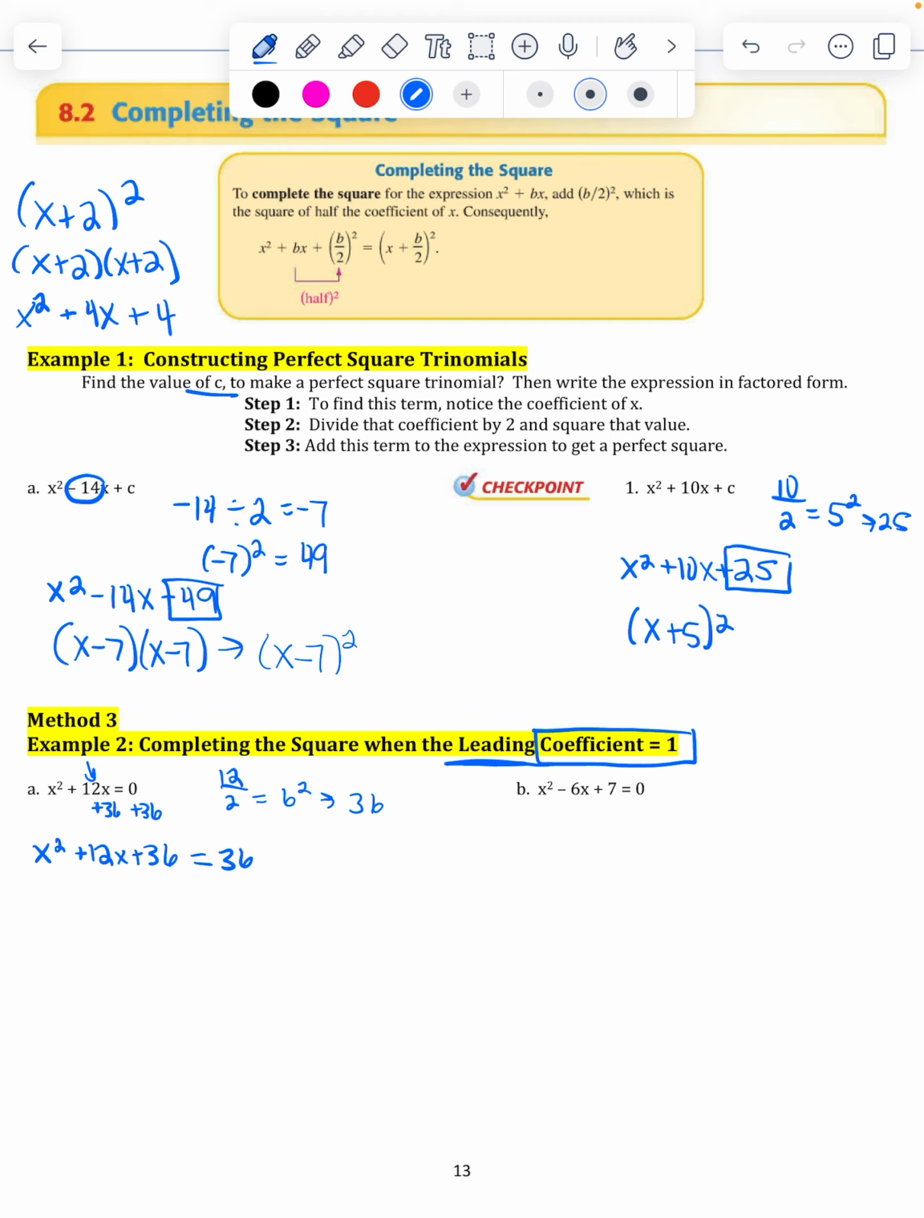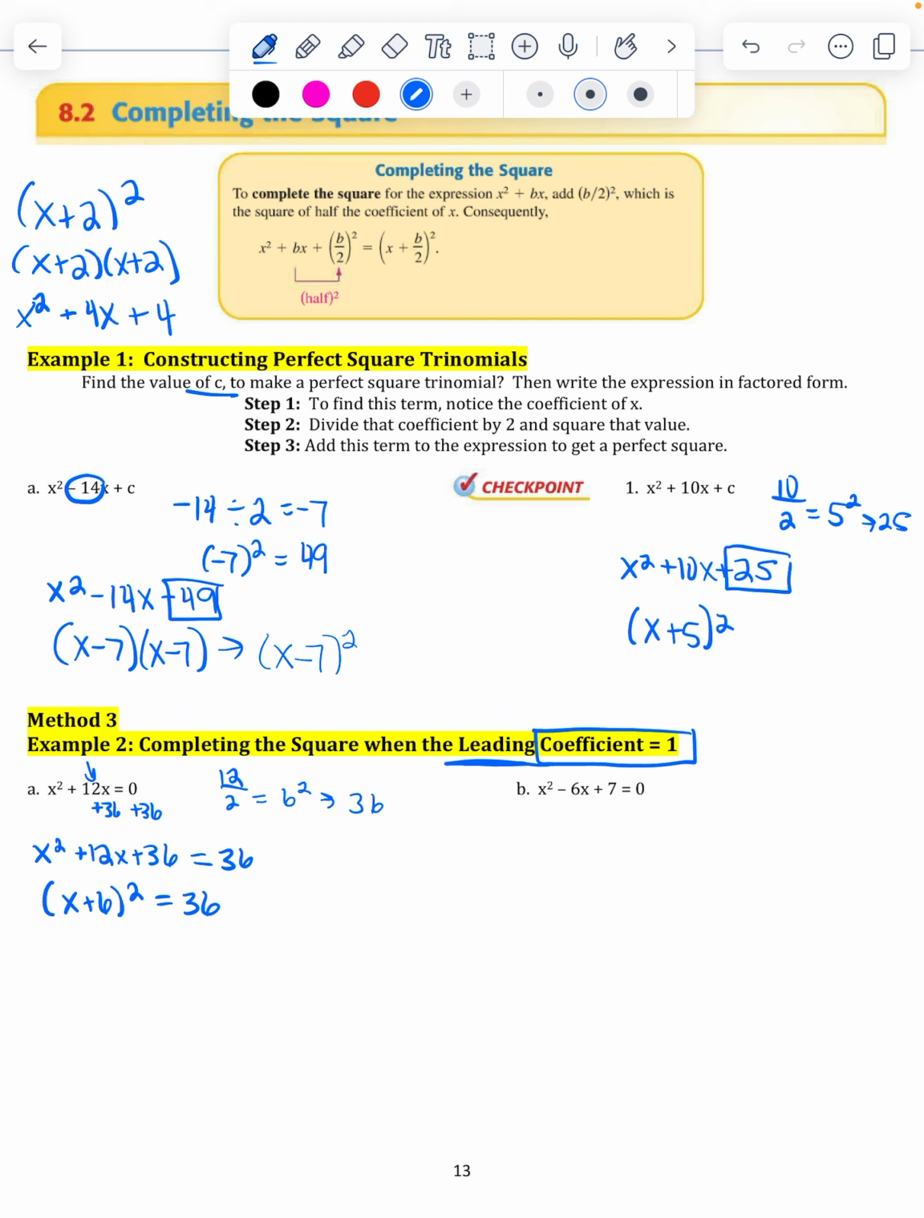We leave it the way that it is. We factor this into x plus 6 squared equals 36 like this, which is different from factoring, because factoring you want it to always be equal to 0. But what we do here is we complete the square part of it, and then we factor the left-hand side, usually is where we would need to start.